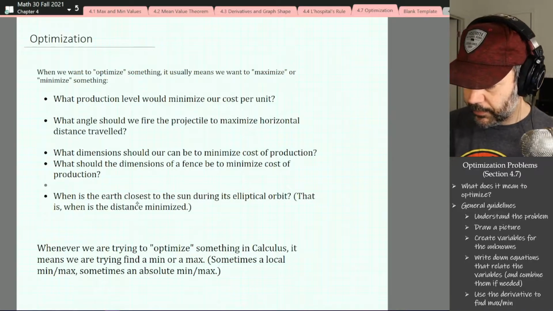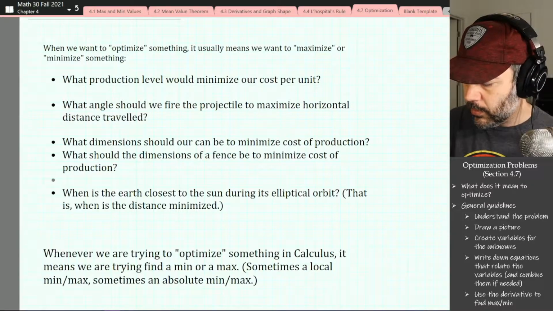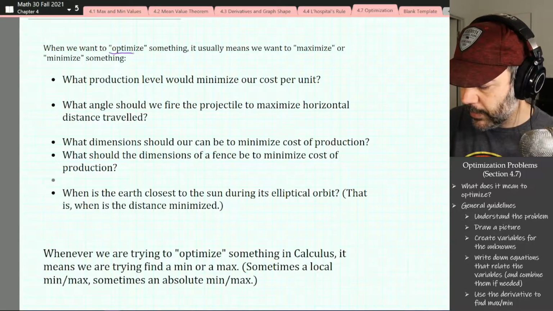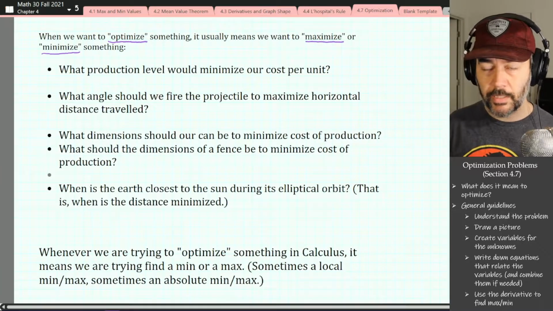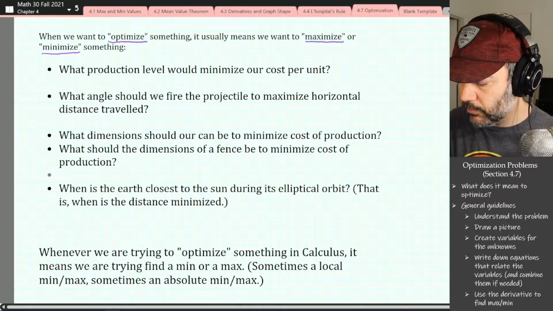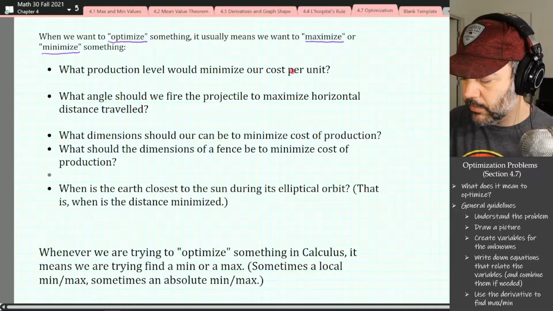Okay, so let's just jump straight into some discussion about it. So what does it mean to optimize? When we want to optimize something, making something optimal, it usually means we want to maximize or minimize something. So in context here, it could be what production level would minimize our cost per unit. That might be a business application.